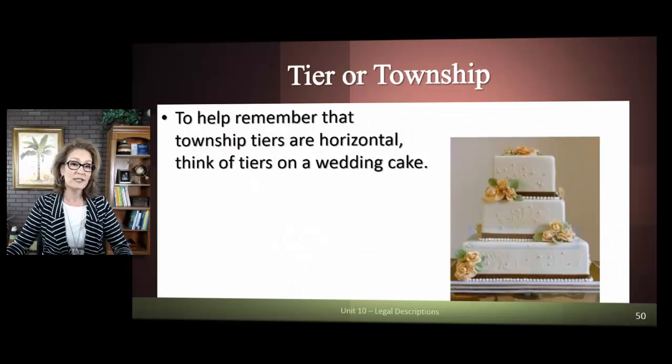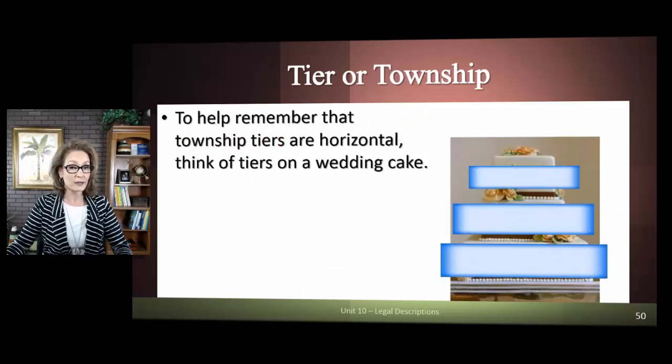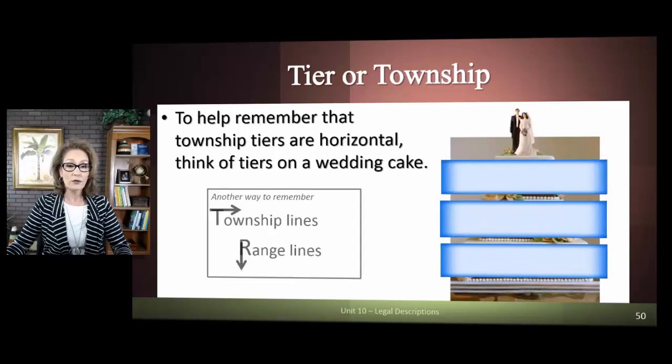To help remember that township tiers are horizontal, think of tiers of a wedding cake. Or, notice the way the T is crossed in the word township and the way that the R is written in range.